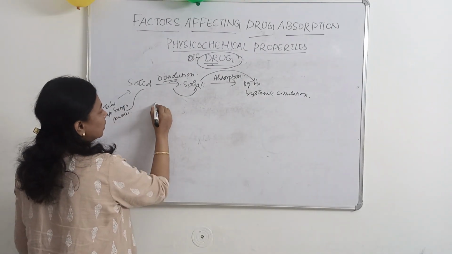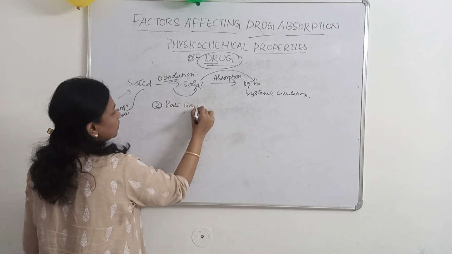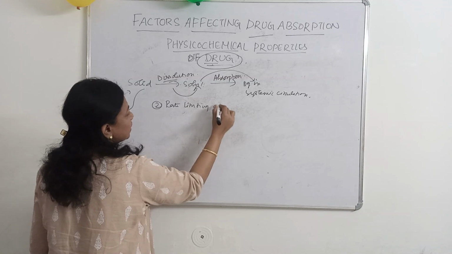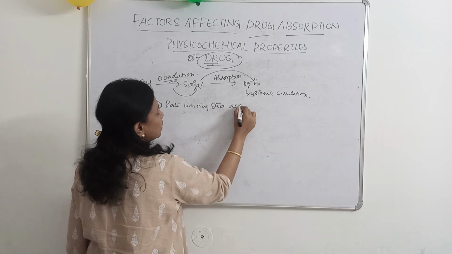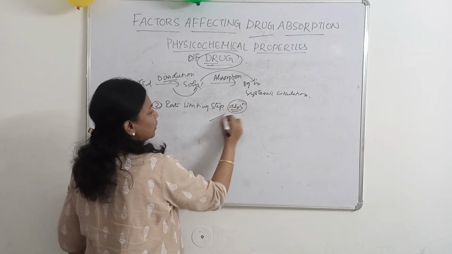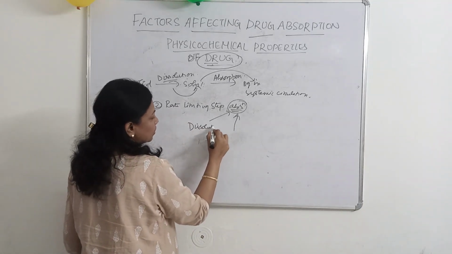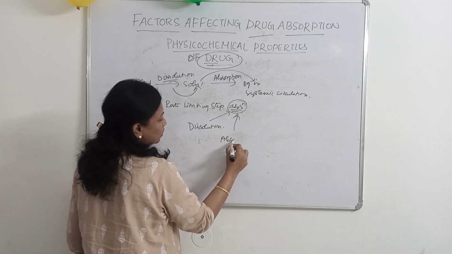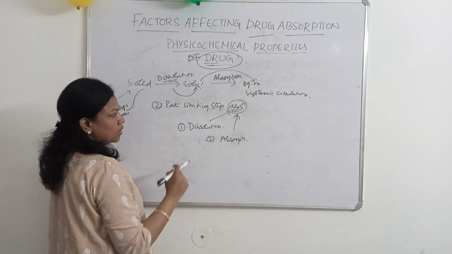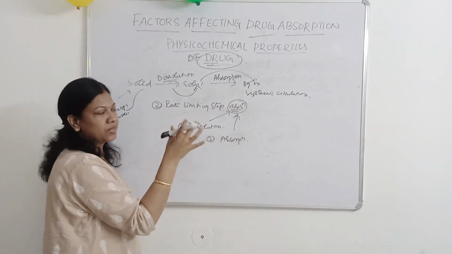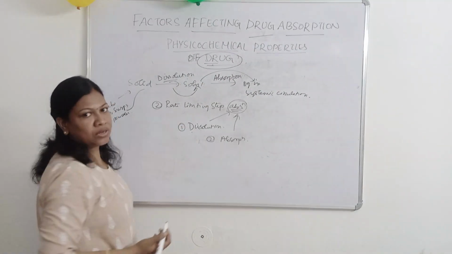So there are two rate limiting steps for drug absorption. What is a rate limiting step? Rate limiting step is nothing but the slowest step of absorption. So the absorption will be affected by two steps, either by dissolution or by absorption. The rate limiting step can be dissolution or absorption. So absorption will be delayed because of either dissolution or absorption.